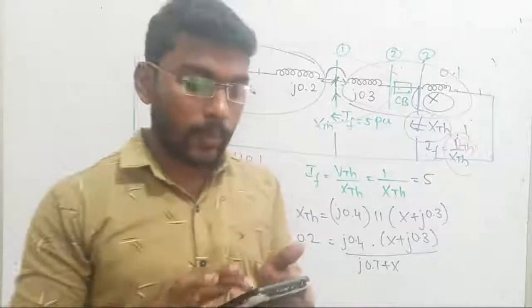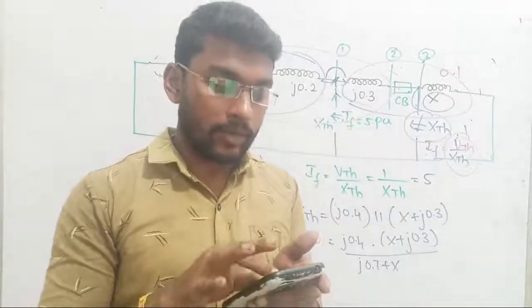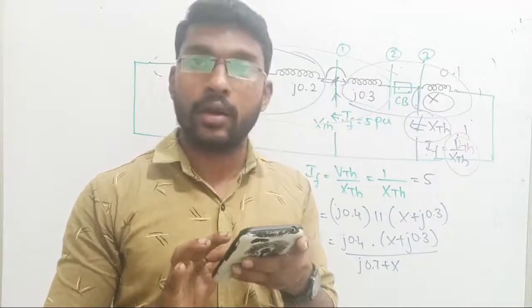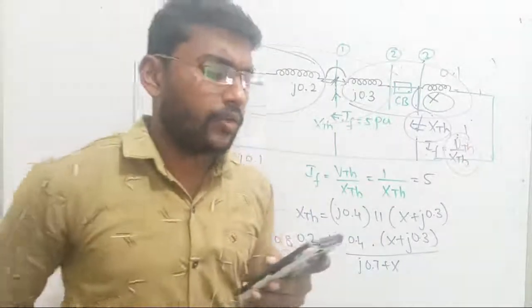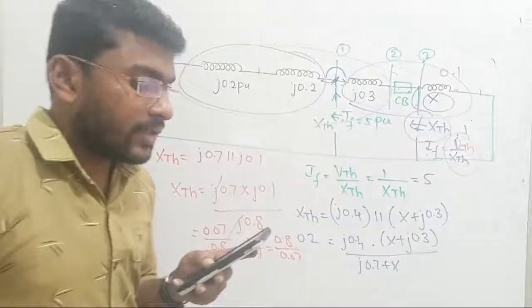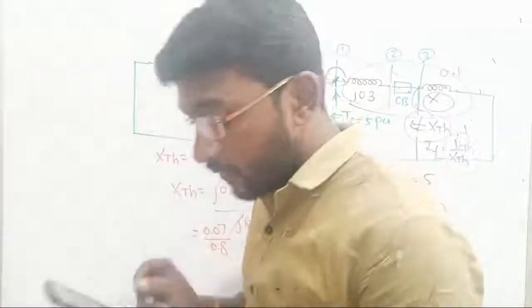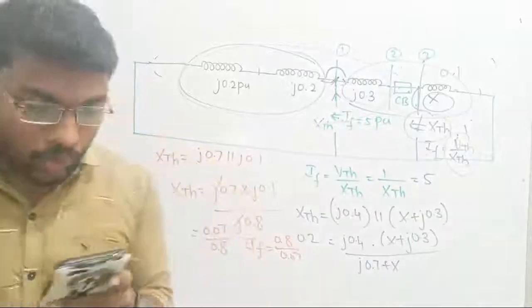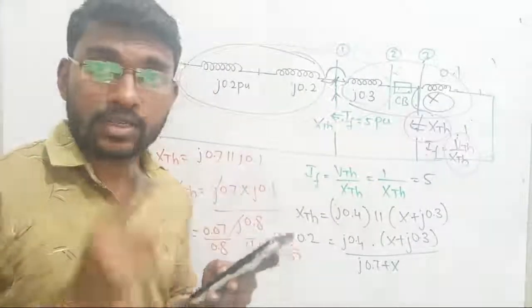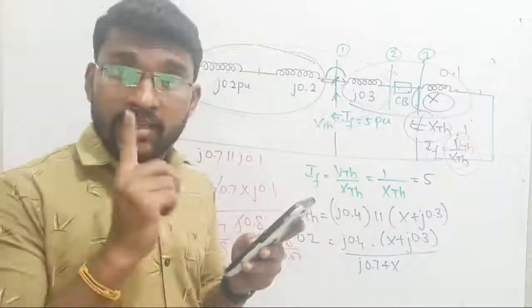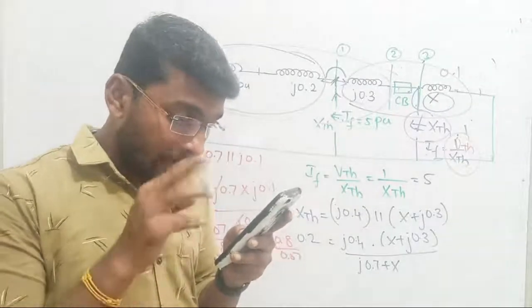Take the next one. Another question, number 18, I hope. What was given: a 50 Hz alternator is rated 500 MVA, 20 kilovolt, with direct axis reactance XD equal to 1 per unit, and XD double dash.